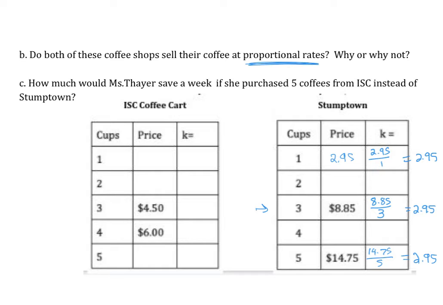And we could calculate 2 cups by saying, well, if 1 is $2.95, then 2 must be that times 2. And we'll have $5.90, and $5.90 divided by 2 is indeed $2.95. And then we can calculate 4 cups by taking that $2.95 and multiplying it by 4, and we'll end up with $11.80. And we can check it and say, well, $11.80 divided by 4, it is $2.95, so we're all good. So we're going to say that yes, this is proportional.